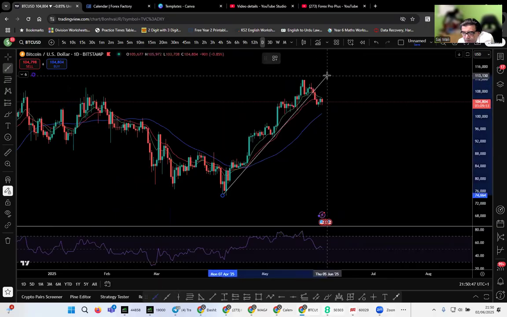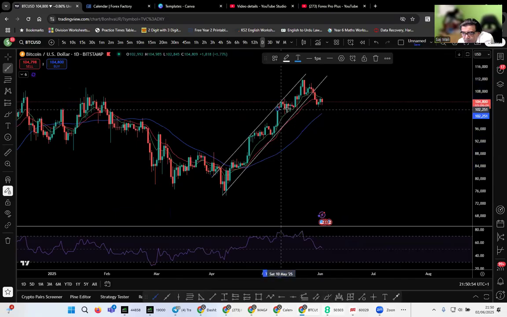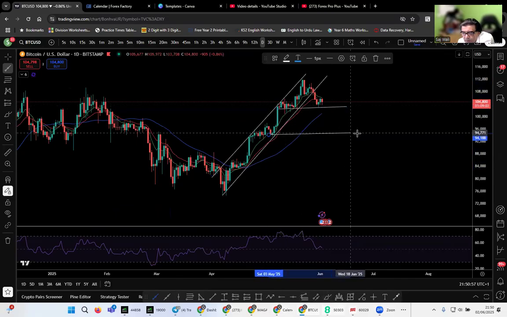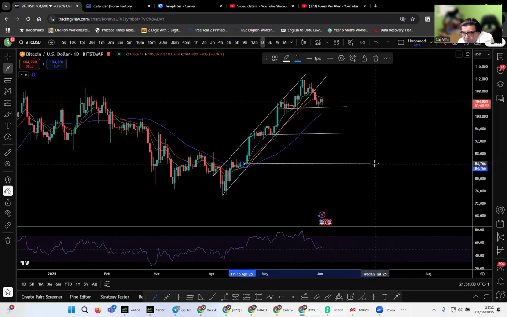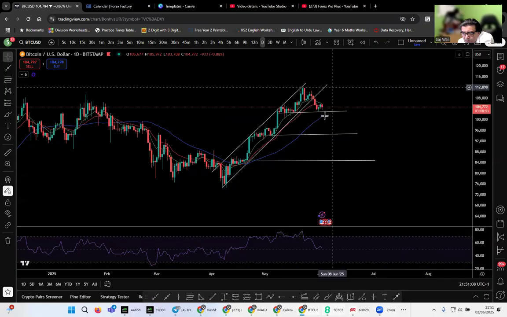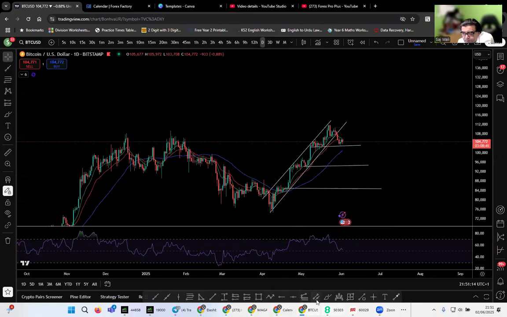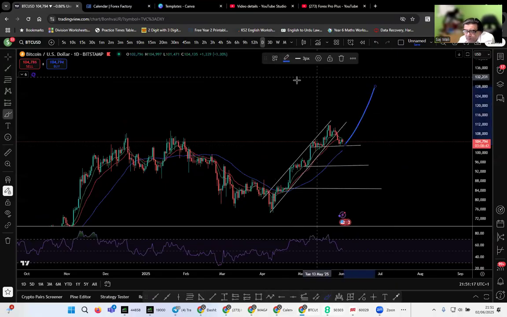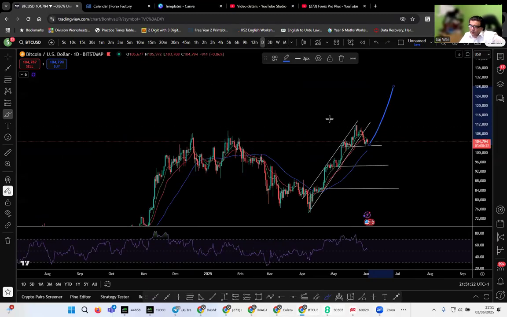trend line has been broken, or there was a channel here, and that is broken. But with that kind of channel break, we have to look for the next levels now. And the market still has the opportunity to go to the upside. Okay, so that's it for the daily.